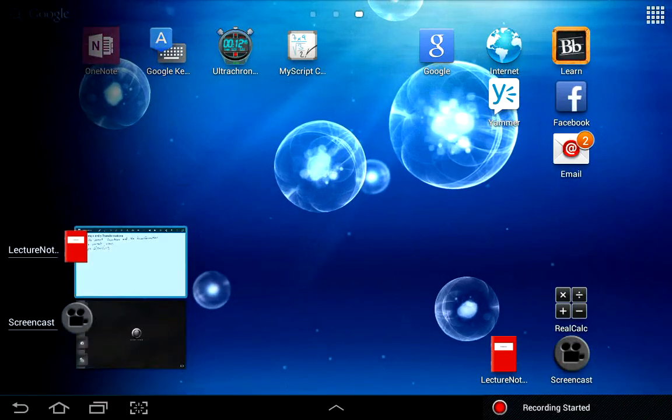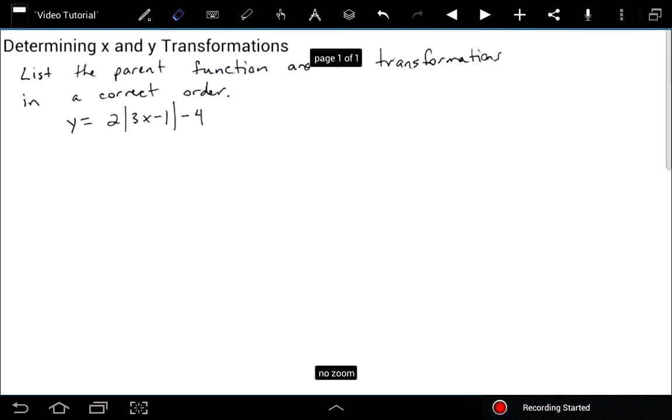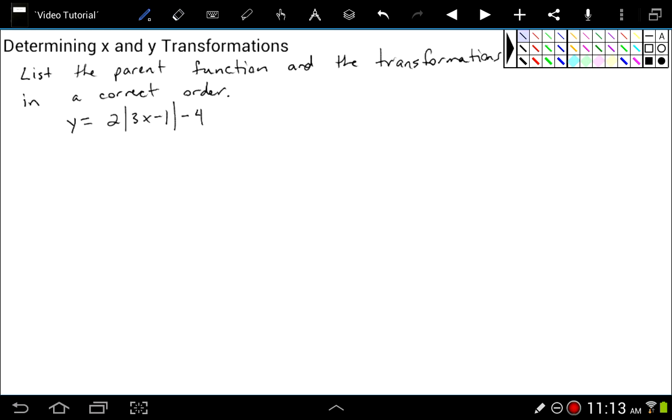Okay, now I want to look at actually determining x and y transformations on a parent function given an equation of a transformed function. So we will start by, I want to list the parent function and the transformation. So the parent function for this example is the absolute value function, y equals absolute value of x.